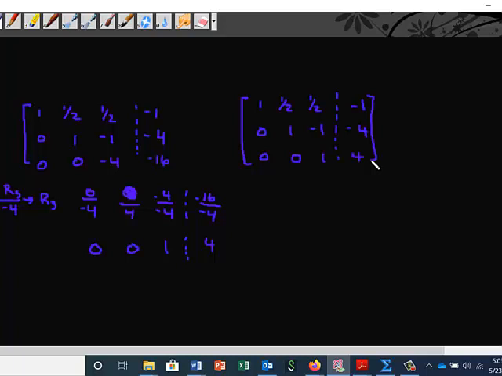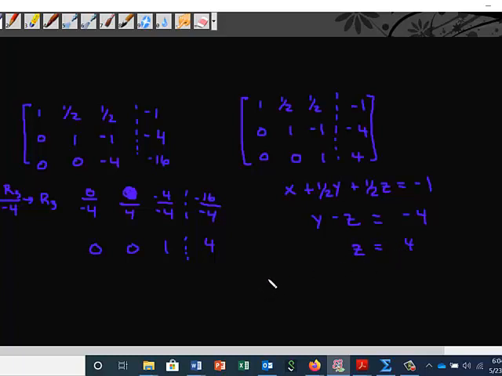So what's the last thing we're going to do? The last thing we're going to do in this particular situation, now that this is in row echelon form, is write this as the system of equations. This is going to be y minus z is equal to negative 4. And then z here is equal to 4.